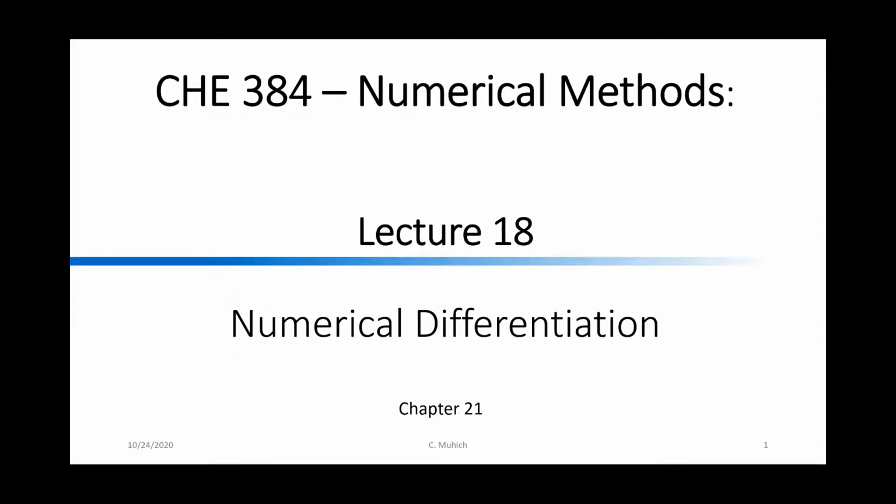Welcome back, class, to numerical methods. Today we're going to talk about numerical differentiation.